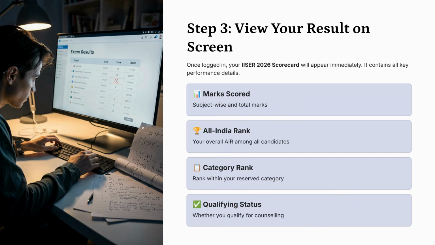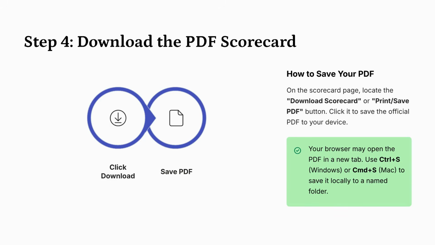After successful login, your ISER 2026 scorecard will appear on the screen. You will be able to see your marks including subject-wise and total scores. The scorecard will also display your All India rank, which shows your overall position among all candidates. If you belong to a reserved category, you can also check your category rank. Most importantly, look for your qualifying status, which indicates whether you are eligible to participate in the counseling process or not.